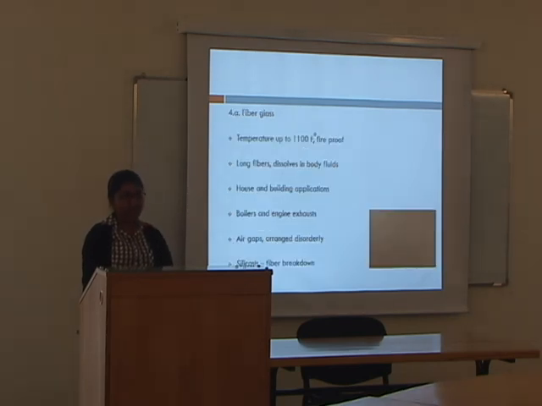And under fiber insulation comes fiberglass. It can hold up a very high temperature like 1100 degrees Fahrenheit. It is also fireproof. It has very long fibers, and yes, it dissolves in body fluid also. They are used in house insulation and building applications. Boilers and engine exhausts have been using this for a very long time just to keep up their heat.